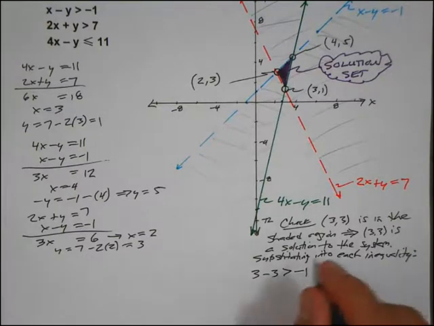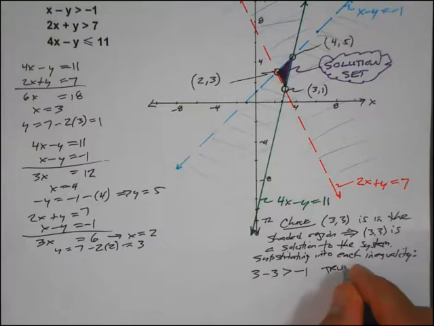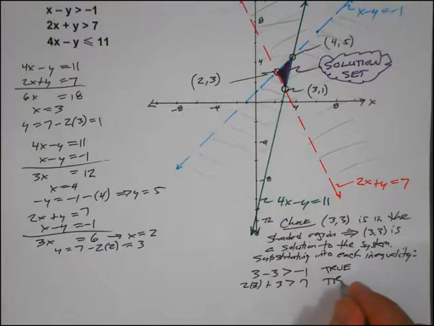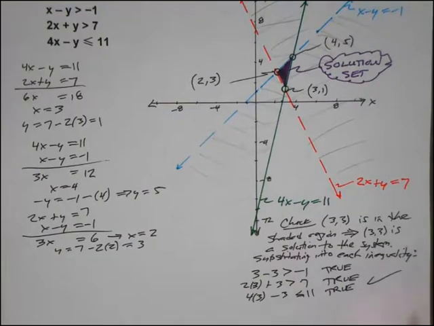That's true. Think of the number line. 0's to the right. Second inequality. 2 times 3, plus y is 3, greater than 7. 6, 9. 9 greater than 7, true. Third inequality. 4 times x minus y is 3. How about that being less than or equal to 11? 12 minus 3. Okay, we're down to 9. 9 less than or equal to 11, true. At least that point really does appear to belong in the solution set.